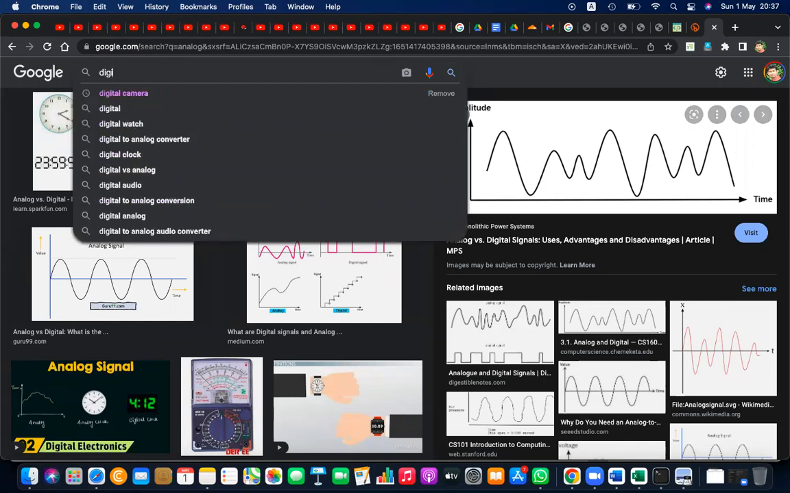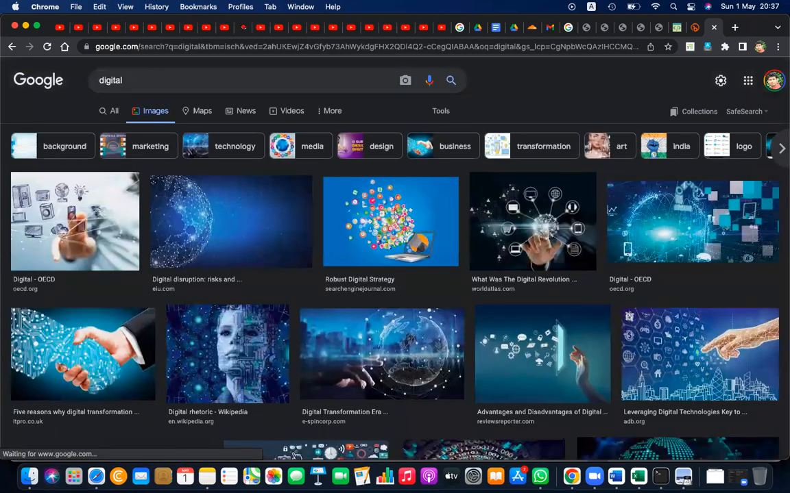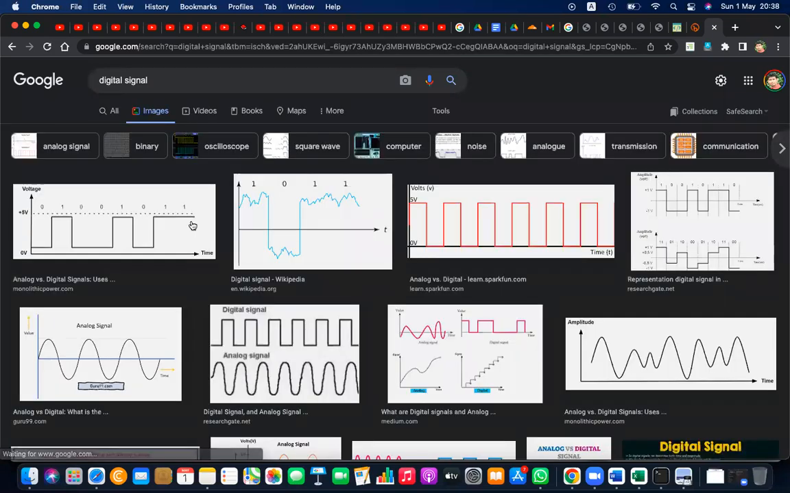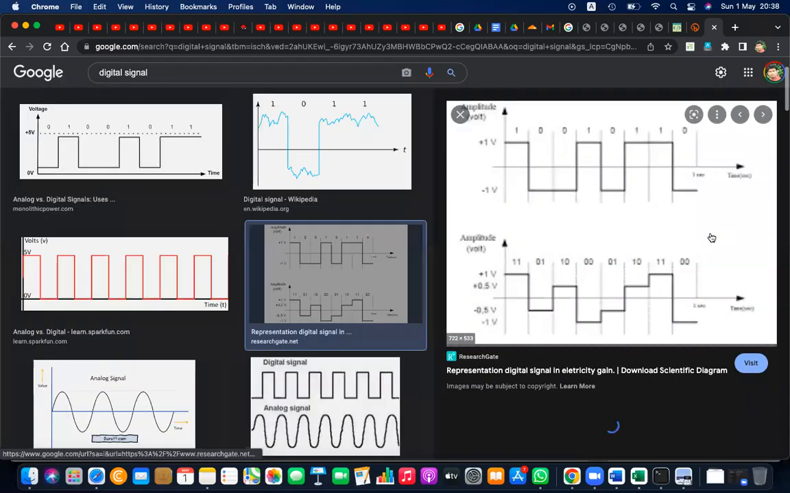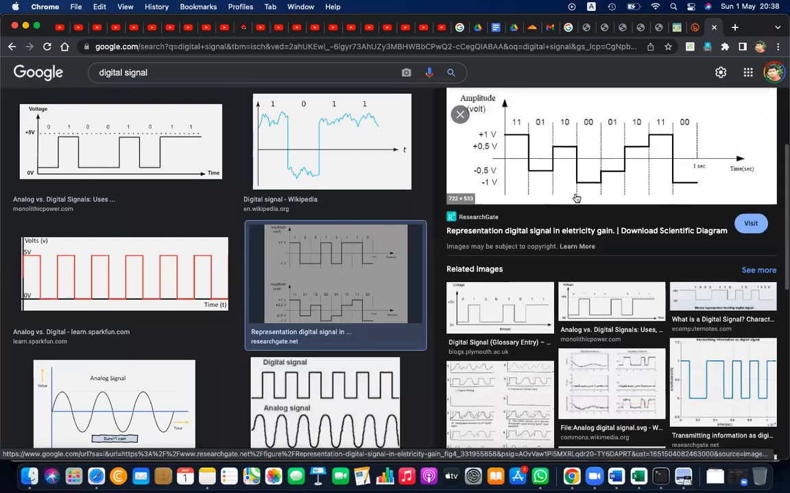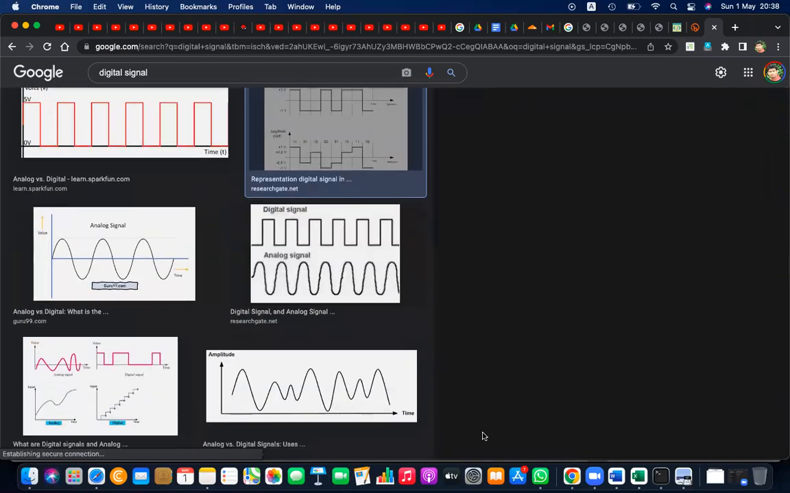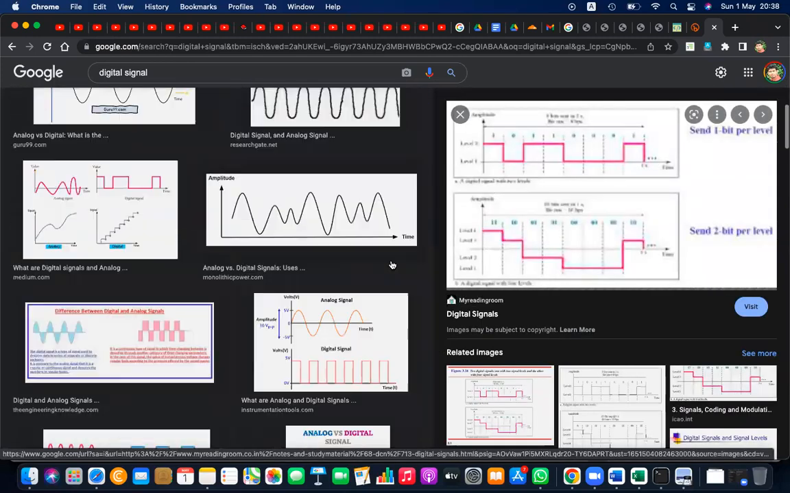Digital, steps only, right? Only some given values, some steps. You can see this is an example. It has only given values, but no need to draw this. This will be a little complex. So let me show you some. No, not good.